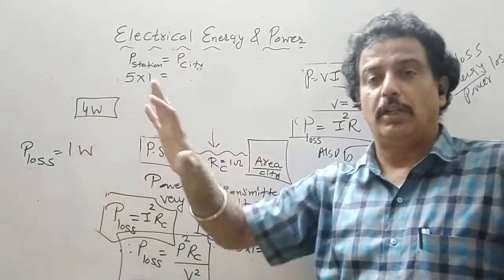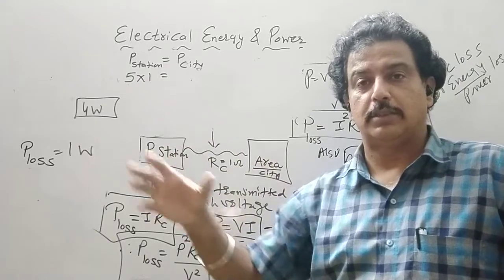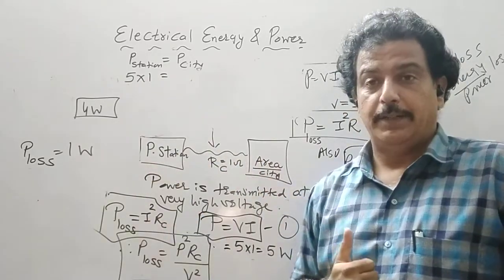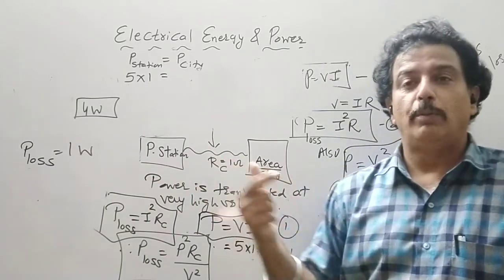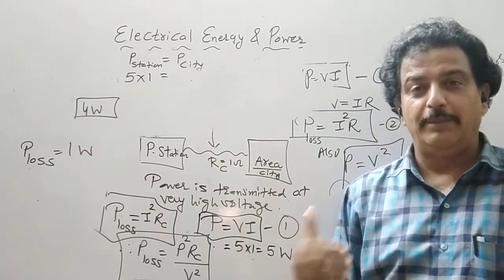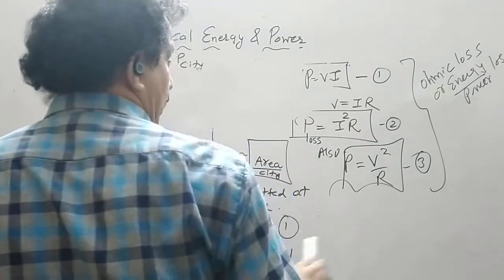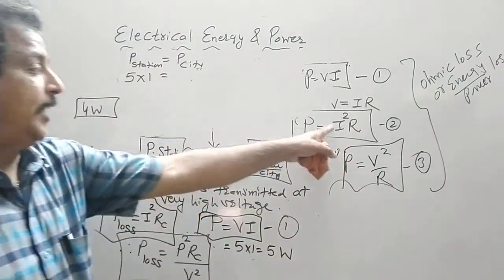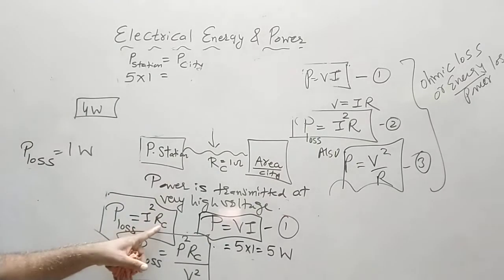The city will get only 4 watt of power. That is the loss. The cable wire will use 1 watt of power, that is 1 joule per second. Now in order to minimize this loss, the loss occurred in I squared R. I cannot change the R.